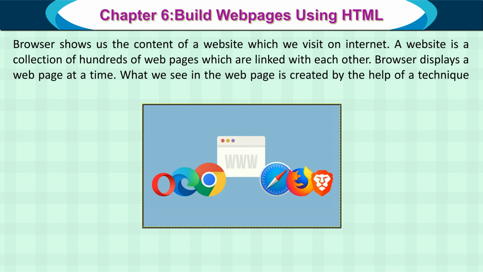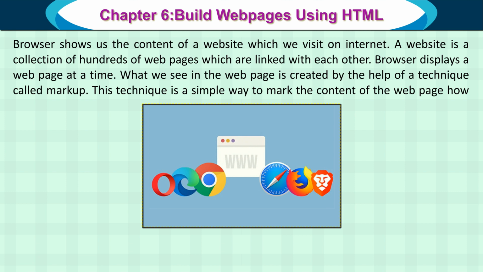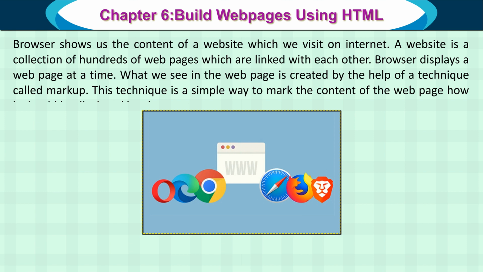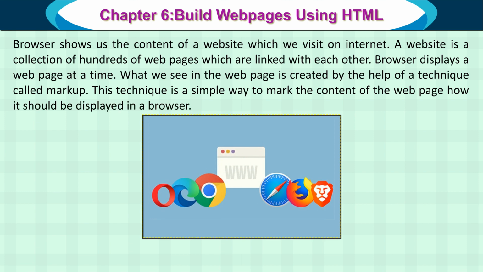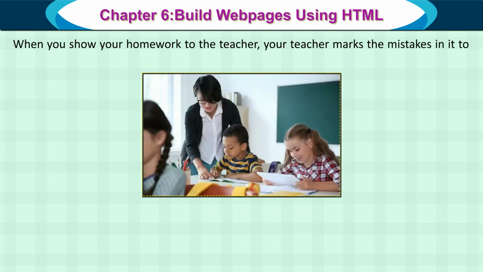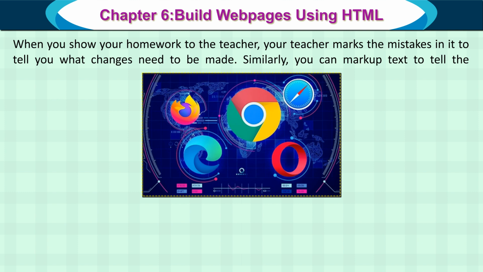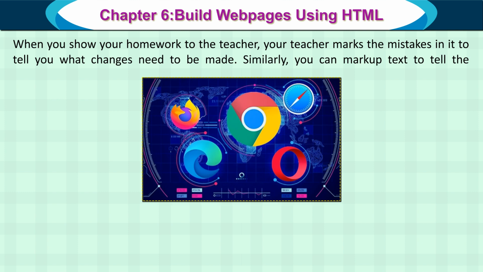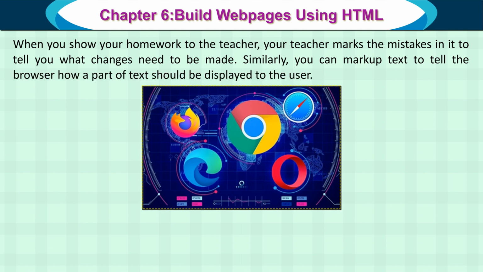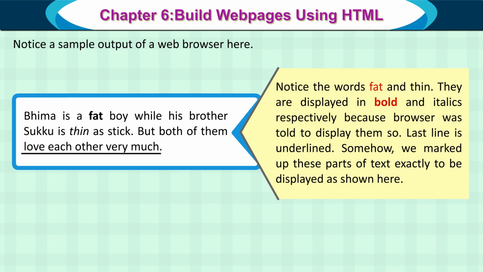What we see in the web page is created by the help of a technique called markup. This technique is a simple way to mark the content of the web page, how it should be displayed in a browser. When you show your homework to the teacher, your teacher marks the mistakes in it to tell you what changes need to be made. Similarly, you can mark up text to tell the browser how a part of text should be displayed to the user. Notice a sample output of a web browser here.